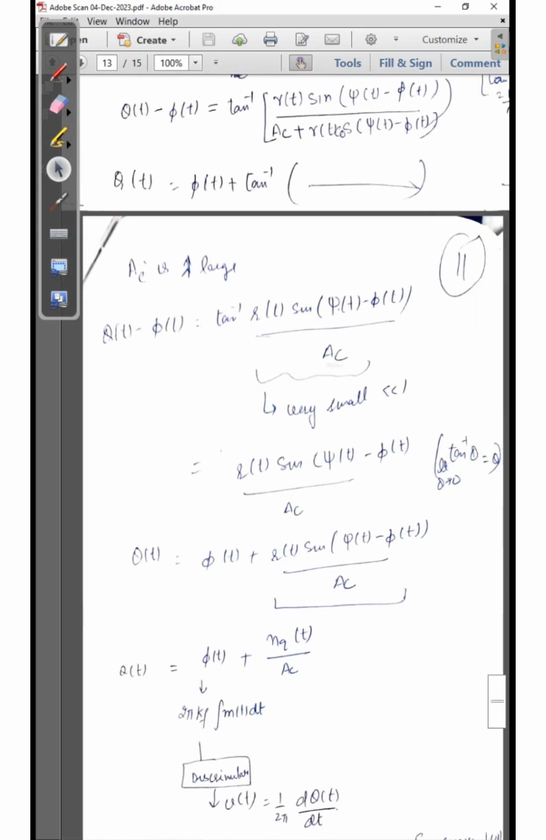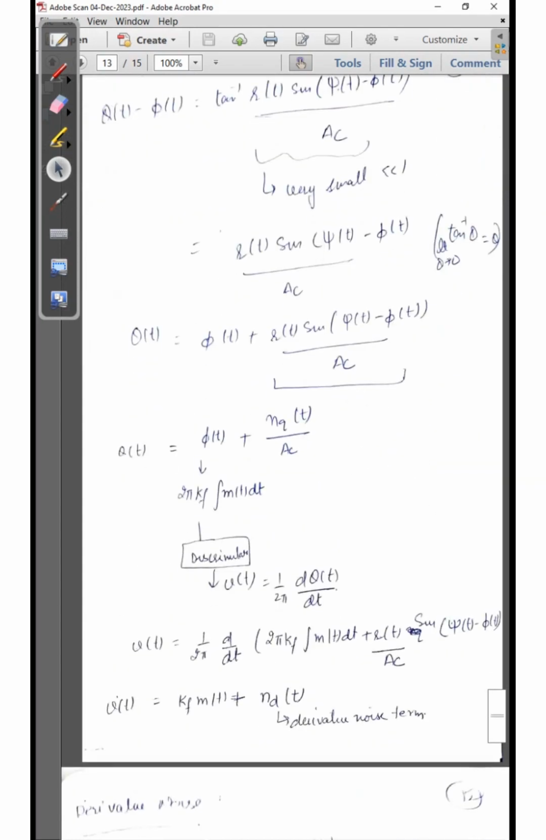Right, so I can write phi t plus quadrature component divided by AC. I hope I am clear up to here.